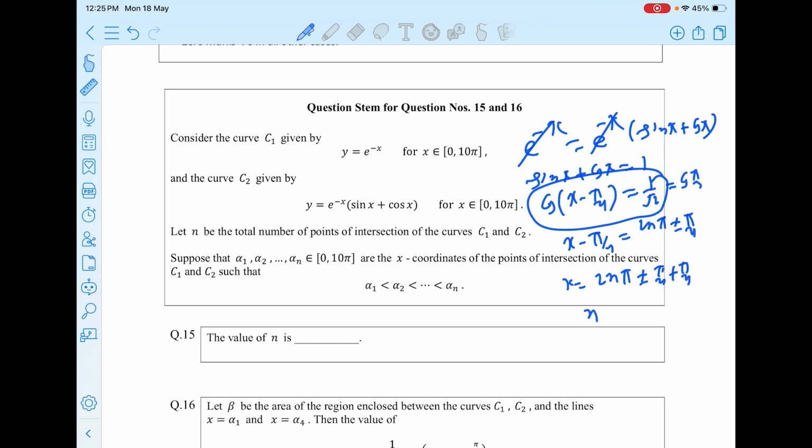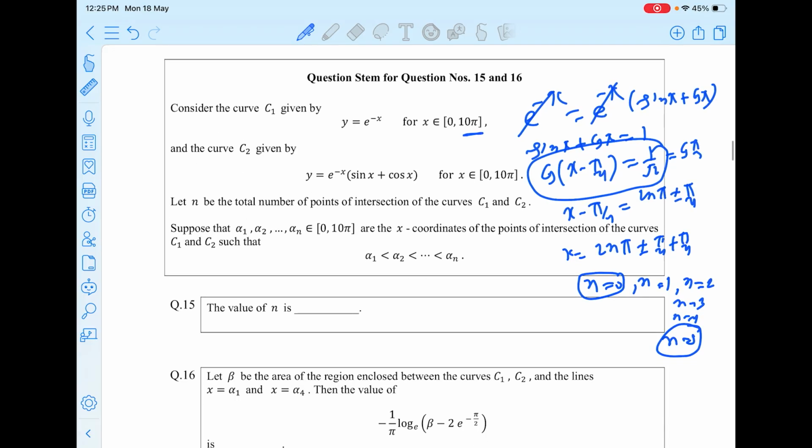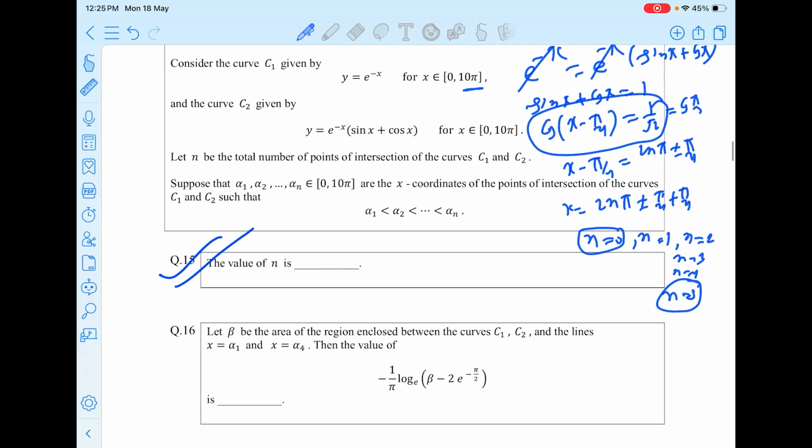Now you have to substitute n is equal to 0, n is equal to 1, n is equal to 2, n is equal to 3, n is equal to 4, up to n is equal to 5. Why up to n is equal to 5? Because it is only up to 10 pi. So you have to substitute till n is equal to 5 and calculate the value of x. Finding the values is easy, okay, because you have to do this.